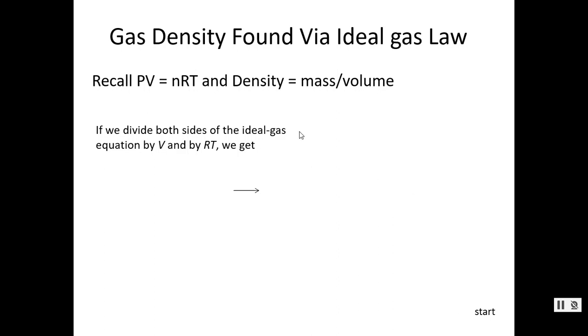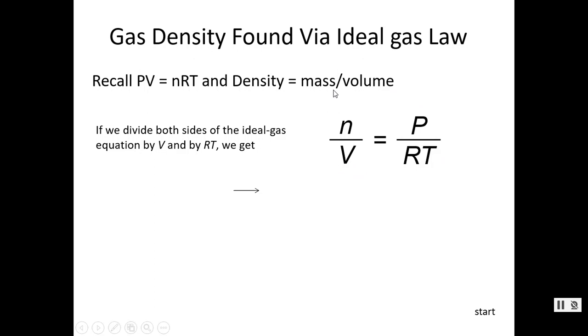And if you remember, density mathematically is equal to mass over volume. If we take that definition of density and remember that PV equals nRT, if we take that equation and do some algebra, specifically if we divide both sides of PV equals nRT by V and by RT, then we get an expression where we have n divided by V on one side and everything else on the other.